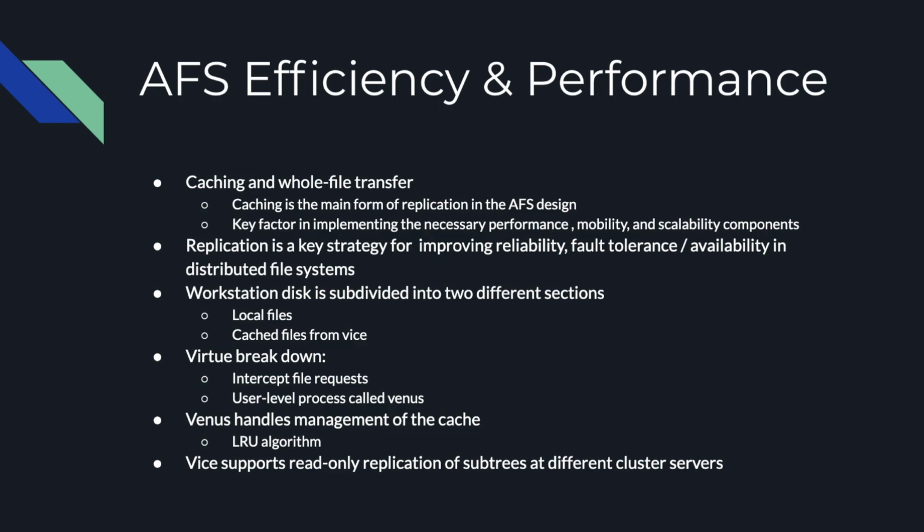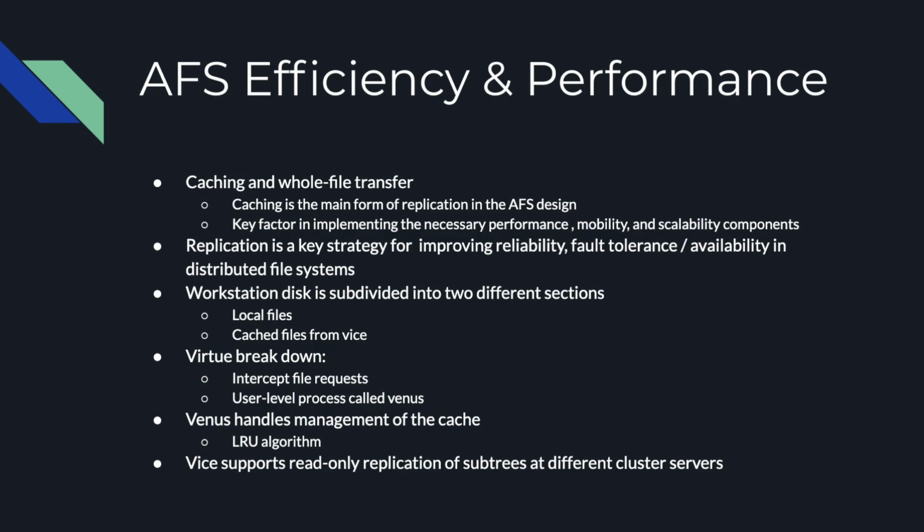Virtue has two parts: a set of modifications to the workstation operating system to intercept file requests, and a user level process called Venus. Venus handles the management of the cache, communication with Vice, and the emulation of native file system primitives for Vice files. Venus uses an LRU cache management algorithm, using a local directory on the workstation.